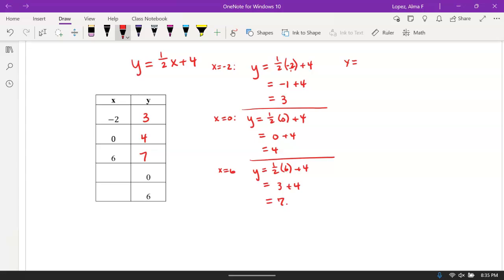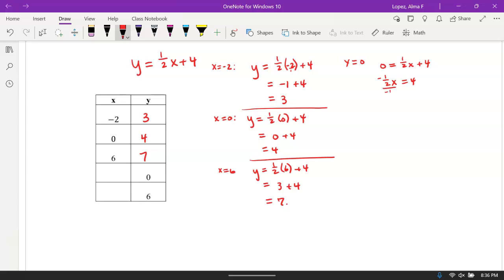For a y of 0, that means you're going to plug it into where the y is. 0 equals 1/2 x plus 4. I'm going to move the 4. Let's see, I think I'm going to move the 1/2 x over to the other side. It's going to make it negative 1/2 x is equal to 4. Now at this point I can either divide both sides by 1/2 or I can multiply by the least common denominator. You decide how you want to handle that.